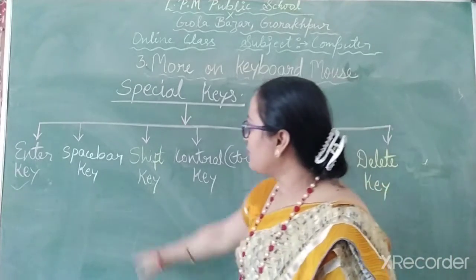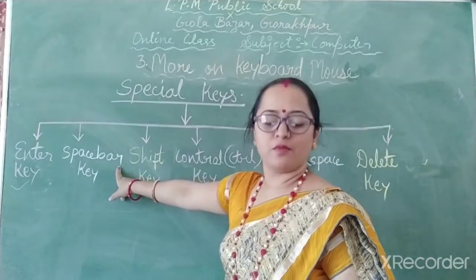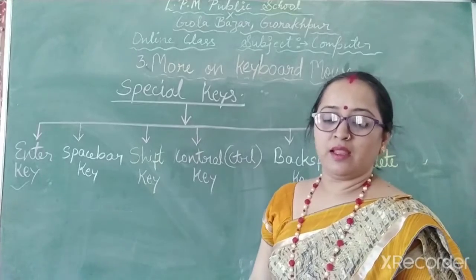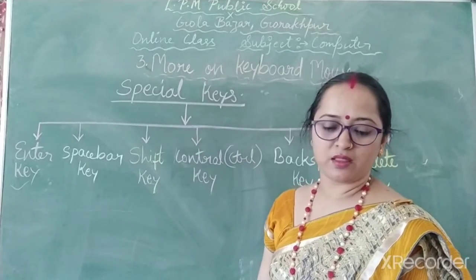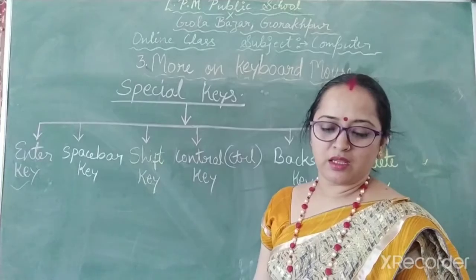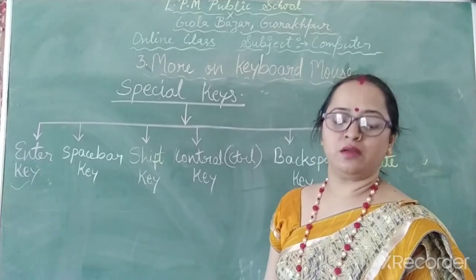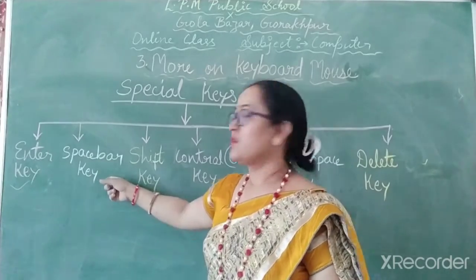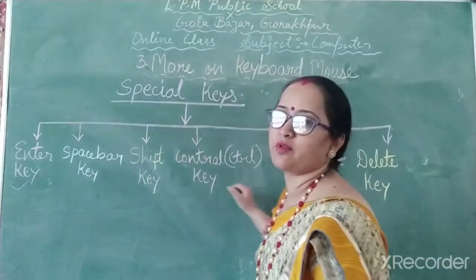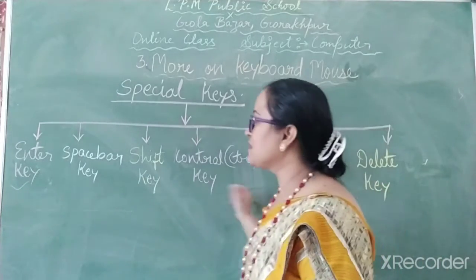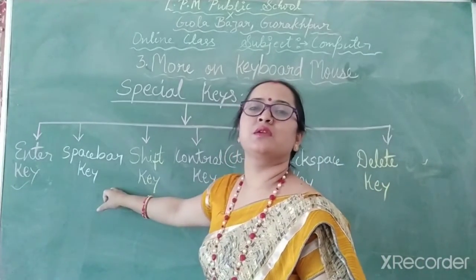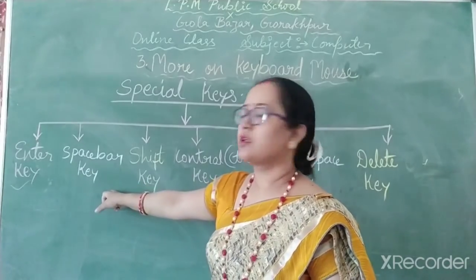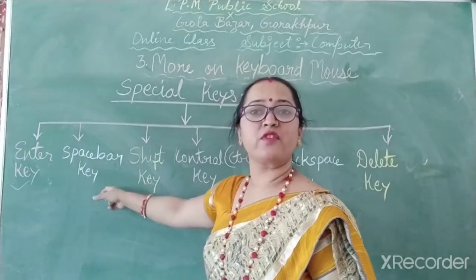Now come to the next, that is the space bar key. It is used to give blank space between letters, words or numbers. It is the longest key on a keyboard. We have many types of keys on a keyboard, in which the space bar is the longest key, and it is used to give space.